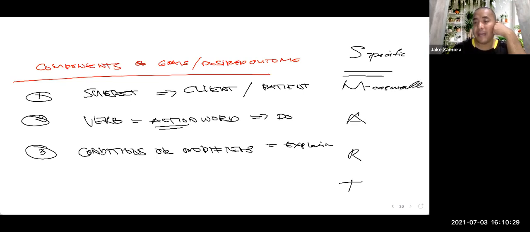It should also be measurable. It should also be attainable. It should also be realistic. And also be time bound. Okay? Now, question, guys.